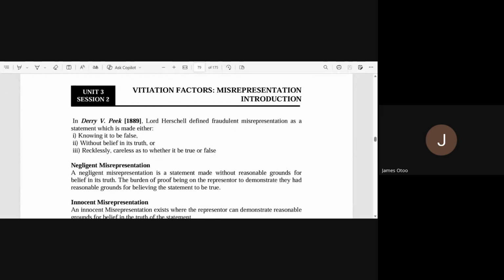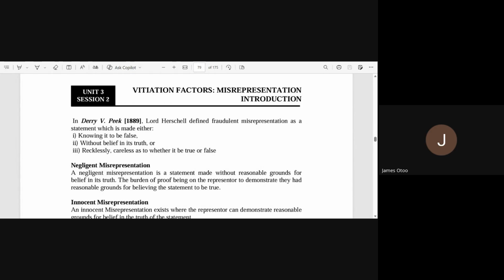Look at the case of Derry v Peek. Sometimes you make false statements, you don't even believe that it is true, and you don't take care to verify whether it is true or false. If such a statement influences someone to enter into a contract and it turns out to be something different, it means that you have misrepresented the person.